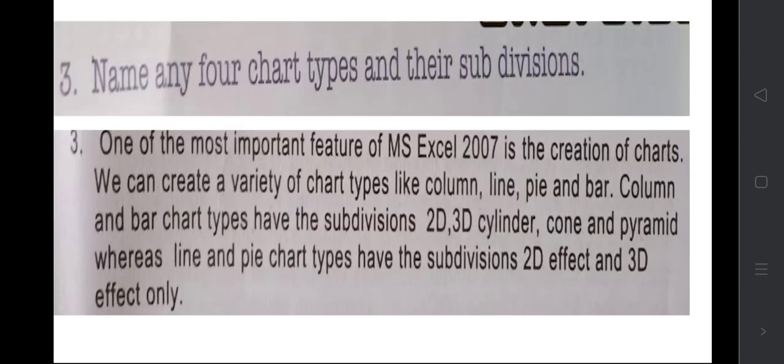Name any 4 chart types and their subdivisions. One of the most important features of MS Excel 2007 is the creation of charts. We can create a variety of chart types like column, line, pie and bar. Column and bar chart types have the subdivisions 2D, 3D, cylinder, cone and pyramid, whereas line and pie charts have the subdivisions 2D effects and 3D effects only.